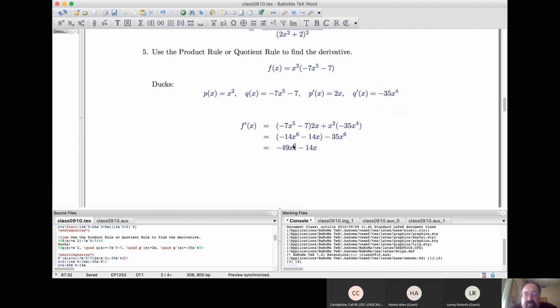Okay. And then we go ahead and distribute. So here we have x squared times x to the fourth is you add the exponents, that's x to the sixth. And then we once again have some like terms to combine.